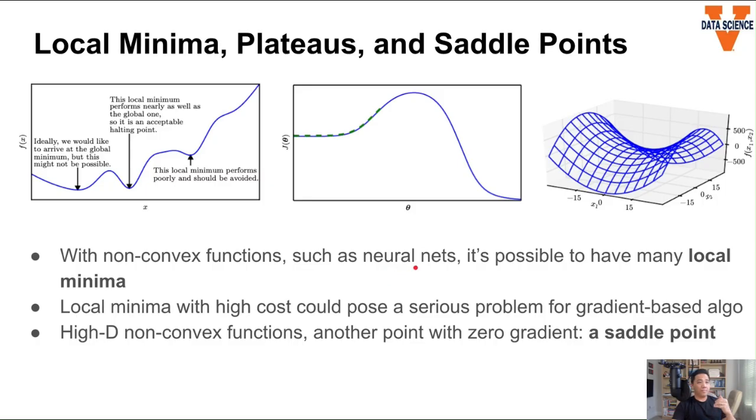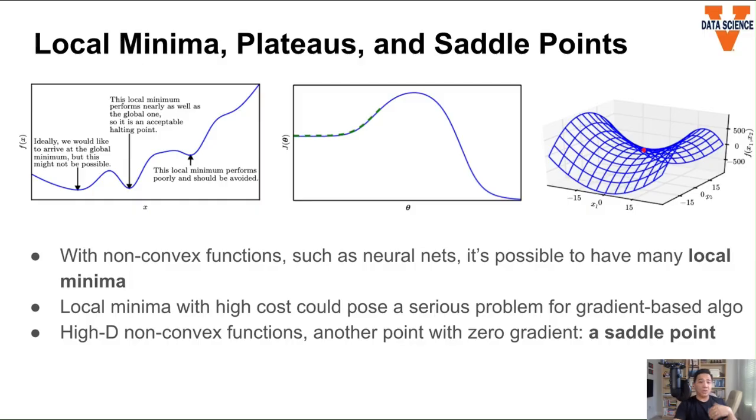Now, local minima and plateaus happen in the training of neural nets, but saddle points happen even more, because this is a highly non-convex, high-dimensional function, and there are other points with zero gradient. Consider this function in 2D, where the vertical axis is the loss. From this perspective, if you look at the dimension x1, it looks like we can find the minimum here. This is the smallest point if you go in this direction. However, if you go in the direction of x2, this point now becomes a maximum.